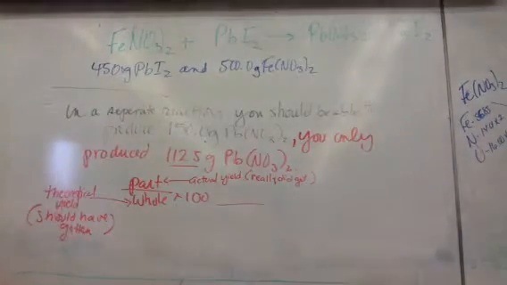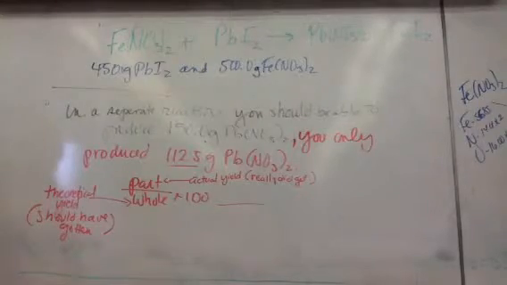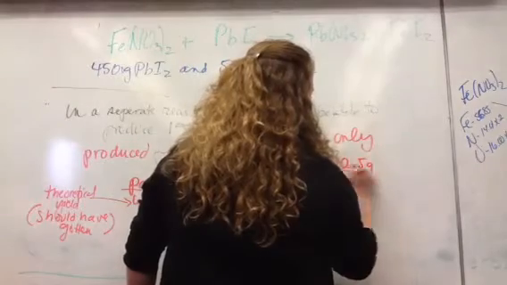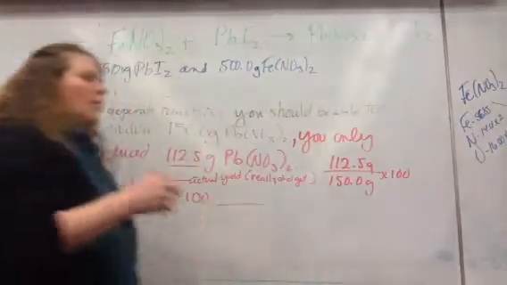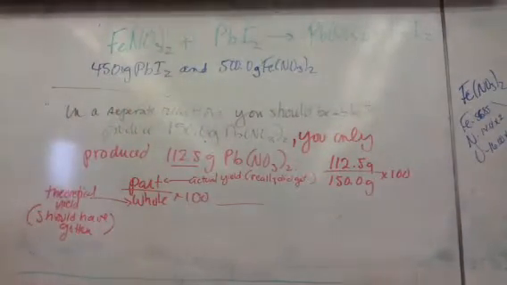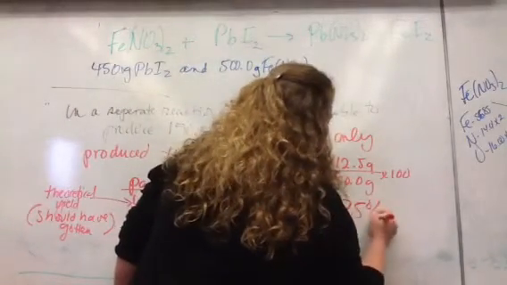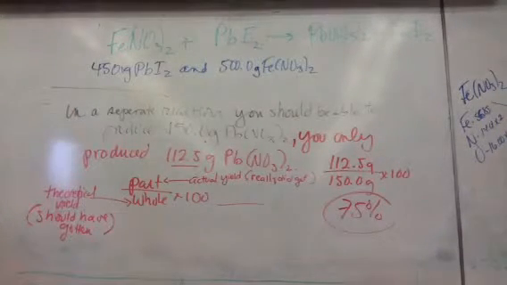Okay? So if we were going to figure out the percent yield on this, how would we set that up? 112.5 divided by 150.0 times 100. Okay. What's our percent yield? 75%. Okay. So we have a 75% yield on that. Pretty lousy, actually, but okay.